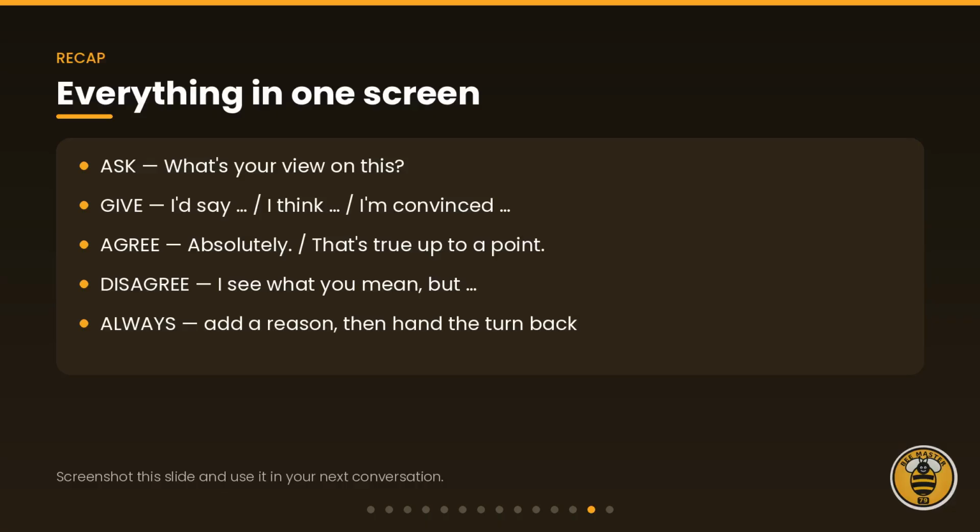A quick recap. To ask, what's your view on this. To give, choose your strength: I'd say, I think, or I'm convinced. To agree, absolutely, or that's true up to a point. To disagree, I see what you mean, but. And whatever you say, always add a reason, then hand the turn back.